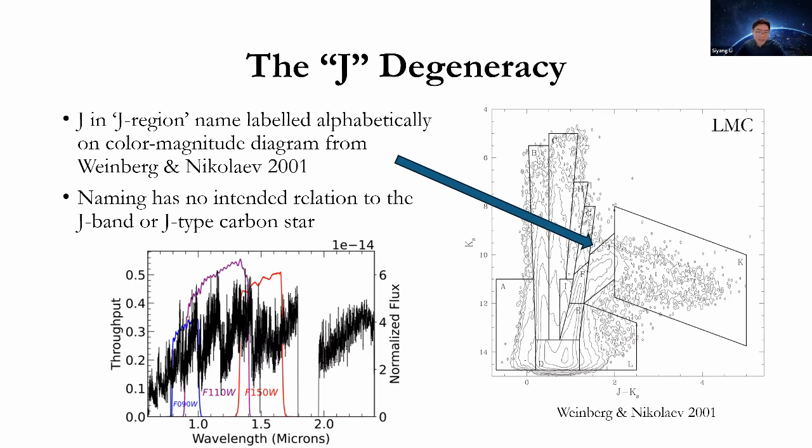The J in the J region has no intended relation to the J band, which the JAGB can be observed in, or the J-type carbon star. Now, in the plot I show on the bottom, I show a spectrum from a carbon star extracted from the X-Shooter Spectral Library, together with the throughput curves from some space-based filters. The F110W filter corresponds to roughly the J band, and the F150W in red corresponds to roughly the H band. We can see that there are absorption features covered by both the J and the H bands. And so in terms of the spectra, there's no particular preference for observing in J over H.